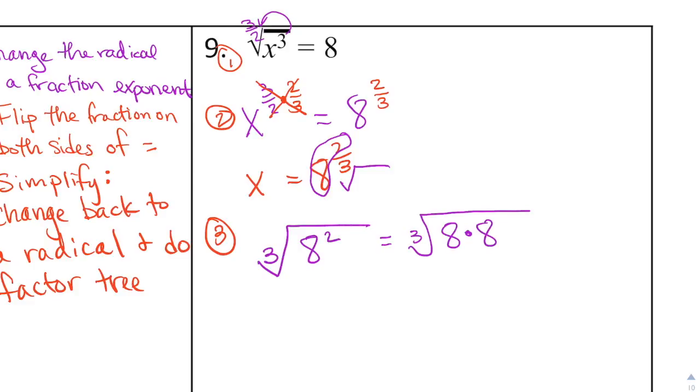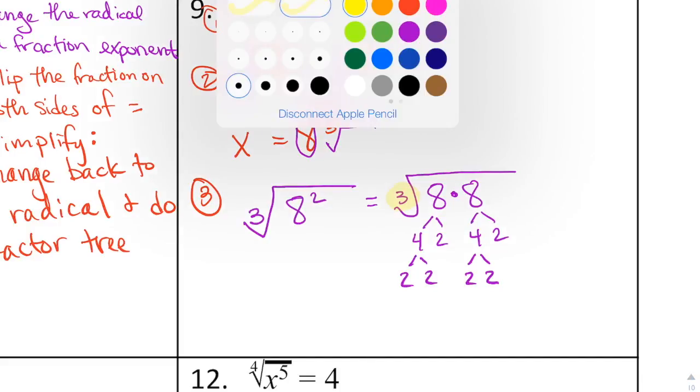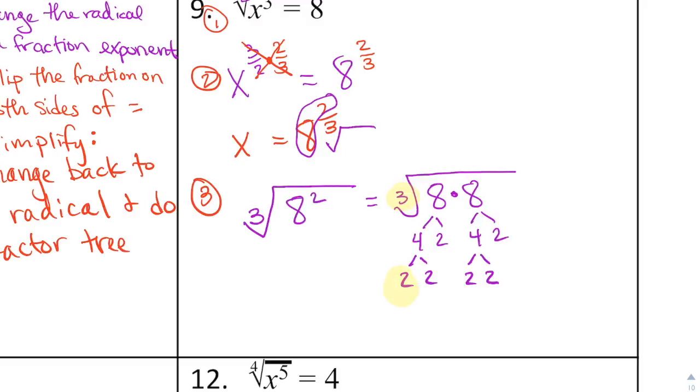All right, so I need to do a factor tree now. So I have 4 and 2 and 4 and 2. I need 3 to go out on a date. I don't have any groups of 3, so I'm going to keep going. 2 and 2, 2 and 2. Oh, now I have some 3 of a kinds here. So I'm going to highlight the ends of my branches. 2, 2, 2, 2, 2, 2.